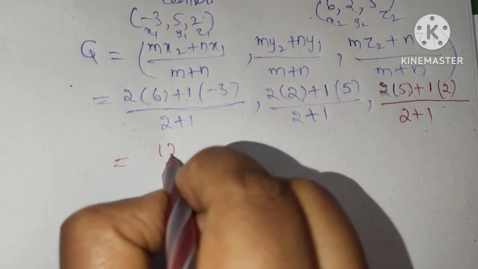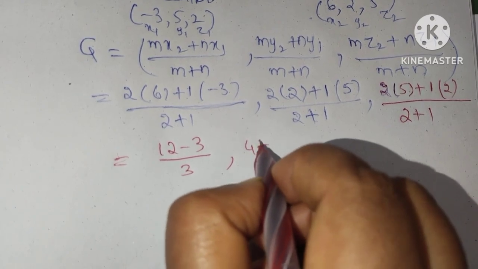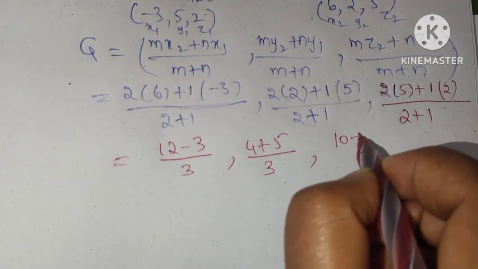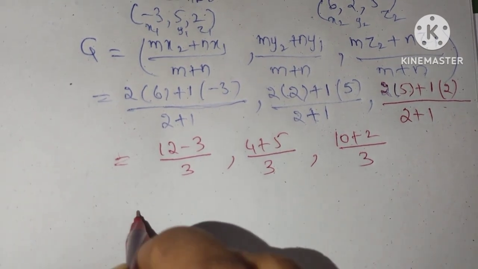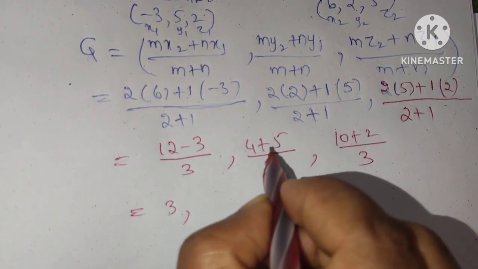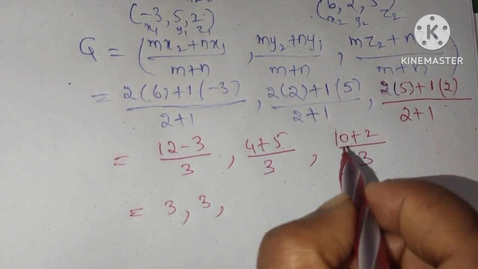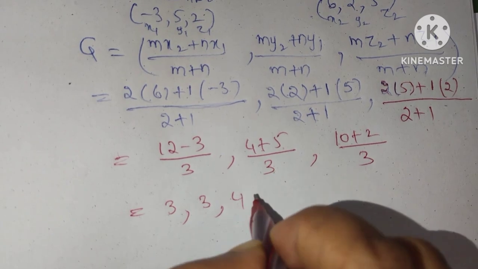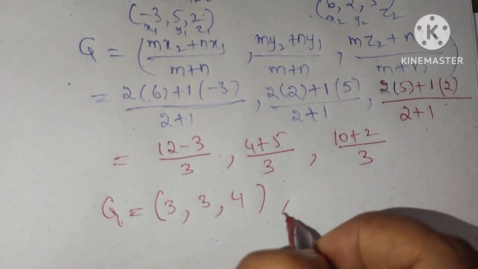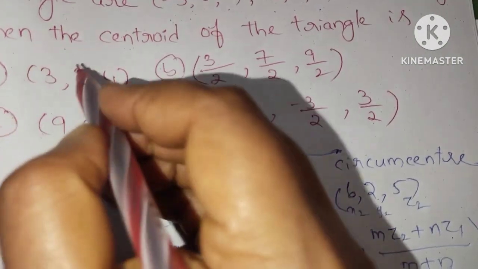Now 12 minus 3 by 3, 4 plus 5 divided by 3, and 10 plus 2 divided by 3. So 12 minus 3 is 9, by 3 is 3. 4 plus 5 is 9, by 3 is 3. 10 plus 2 is 12, by 3 is 4. Now this is the centroid. Check the options. So option A is the answer.